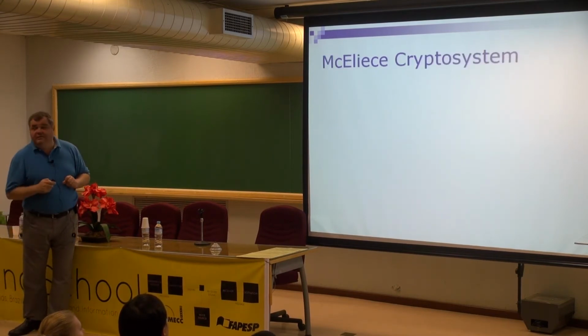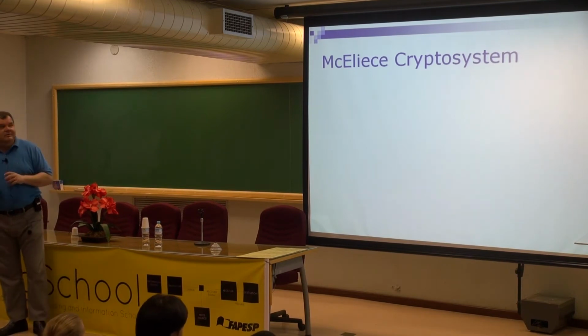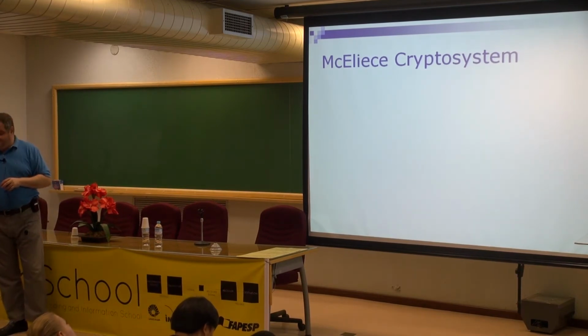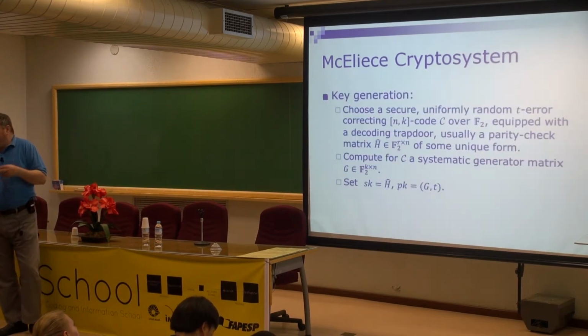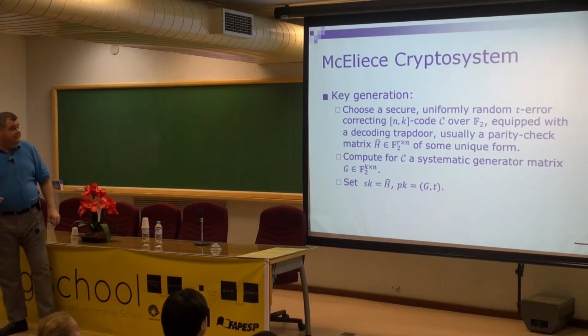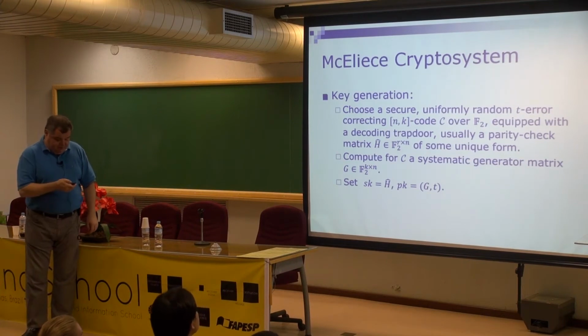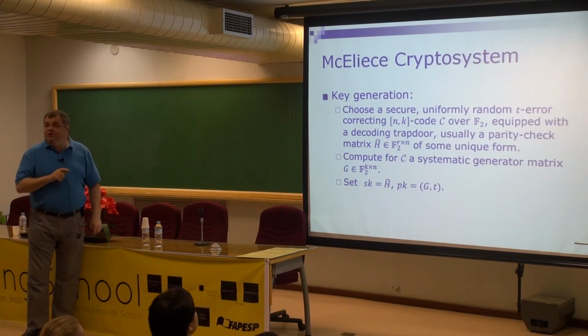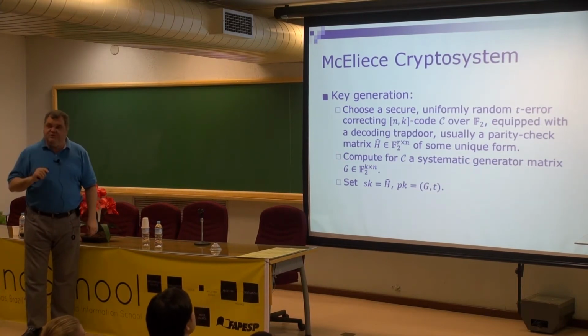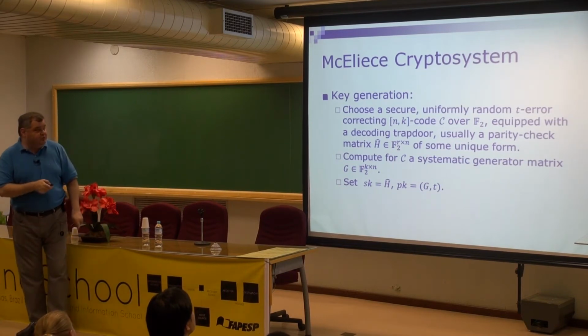So let's begin with the most classical one, the McEliece cryptosystem. So we have to generate a key pair, a private key and a public key. How do we do that? We have to choose a secure code. We'll see tomorrow how to do it. It's possible to do it.